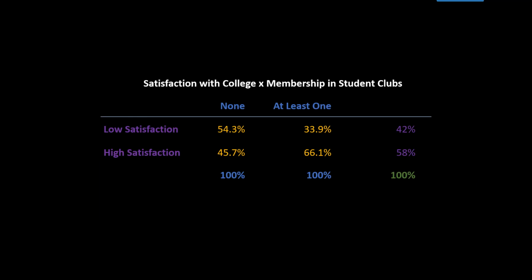All right, let's take a look at another bivariate table. This one shows the relationship between satisfaction with college and participation in a student club. It appears as if students who did not participate in a club were less likely to be satisfied with their college experience than students who did participate. But what else might impact satisfaction with college? How about class standing? Let's again create an elaboration table to examine this relationship.